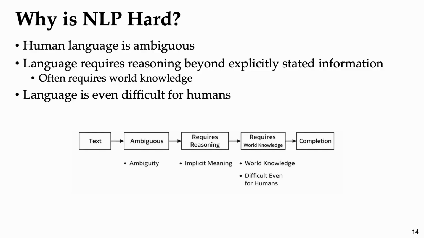So again, you have text. The text can be ambiguous, can have implicit meanings, require some world knowledge, and is sometimes even difficult for humans, even native speakers. Spanish is also similar in a way. For those who speak Spanish, grammar is like a mess. Gendered language, many languages have that, but it's especially difficult.